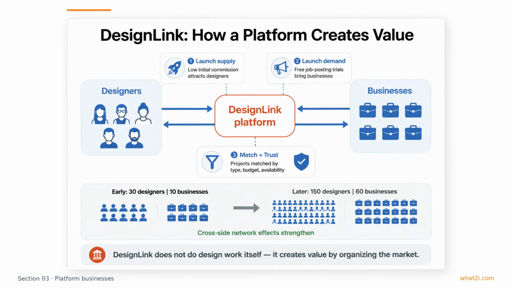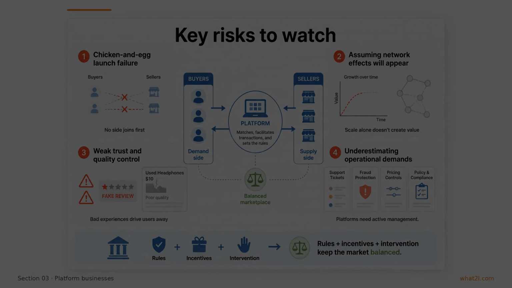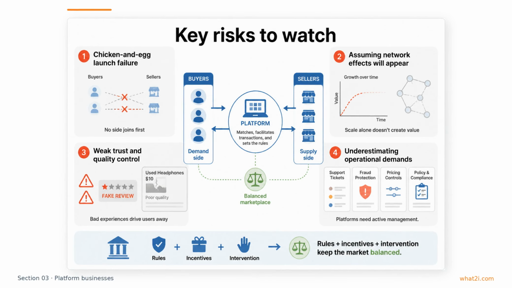Once both groups are present, the platform improves outcomes by matching projects based on type, budget, and availability. That means its value comes from organizing the market rather than producing the design work. If trust and matching improve as the network grows, both sides have more reason to stay. Platform businesses can become powerful, but they also fail in predictable ways.